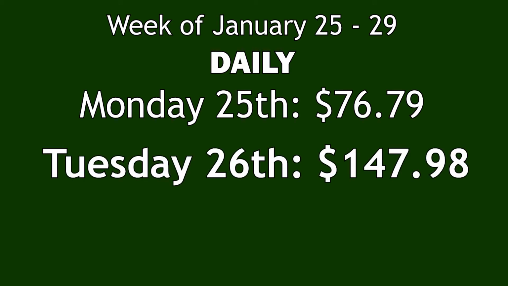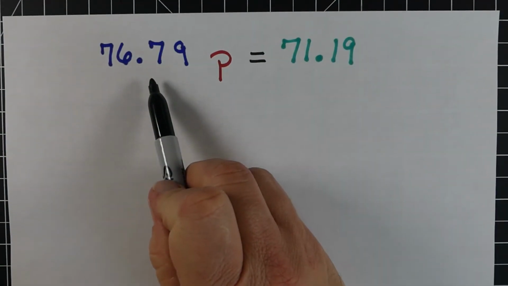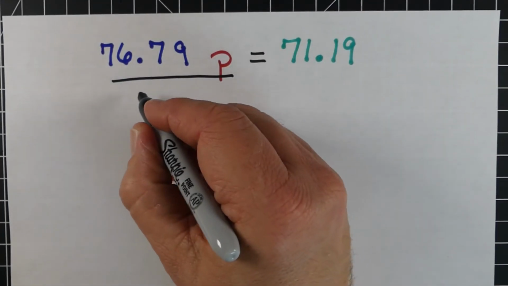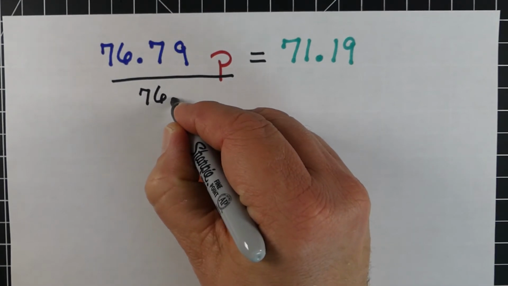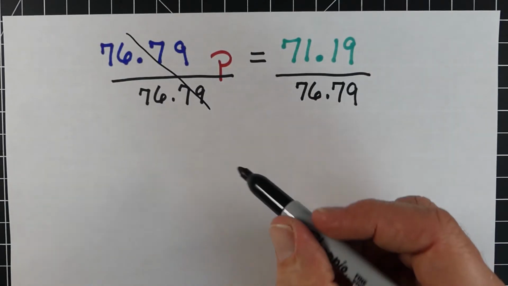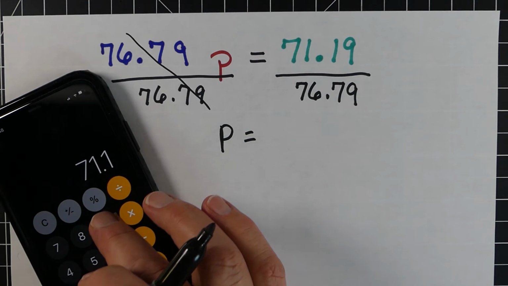So from Monday, which was $76.79, to Tuesday, it was $147.98. That's a $71.19 change. So we just set it up like this. Now, a good little thing to remember is if anytime you double a price, that would be 100% change. And this one came close. So we divide both sides by the $76.79, which was the original amount.